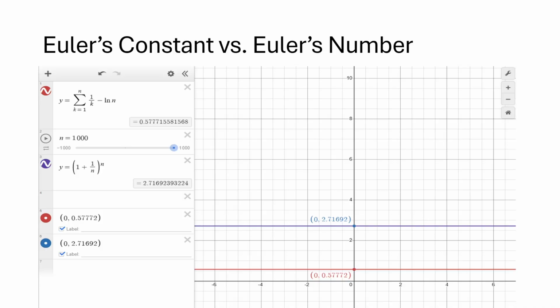But Euler's constant is also very important. It's actually not just Euler's constant. He shares it with another person. I don't remember his name, but he does share it with another person. It's not just his.